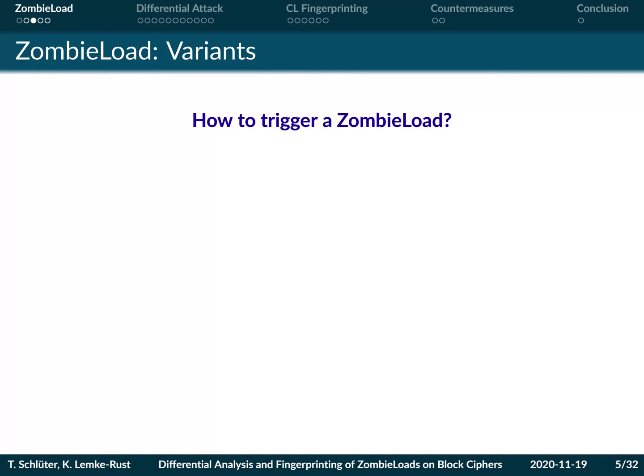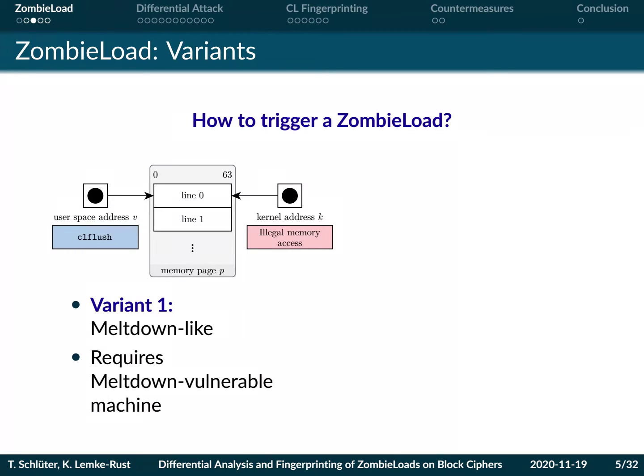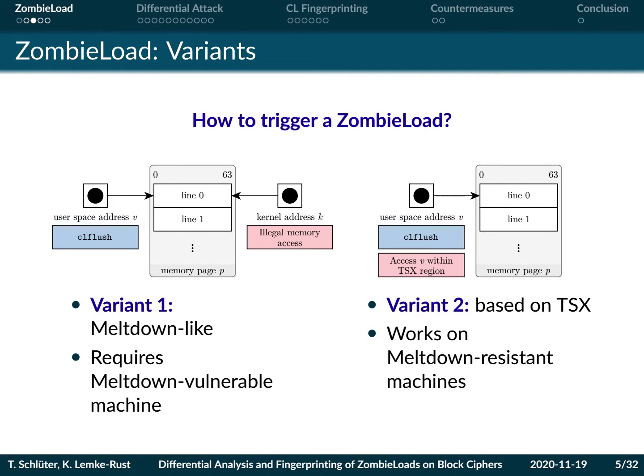Okay, how can a ZombieLoad now be triggered? There are two variants that I would like to present to you, and you can find more variants of this in the original ZombieLoad publication. The first variant is close to Meltdown. You need a memory line which is accessible through a user space address and a kernel space address. And now you use a user space address to flush this memory line from the cache, and use a kernel address to access the memory line again. And this access, as it takes place from user space, will fault and therefore gives you transiently access to a line fill buffer entry.